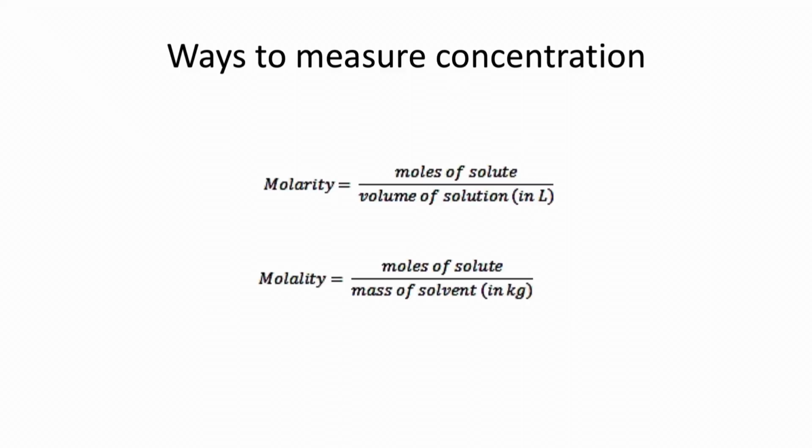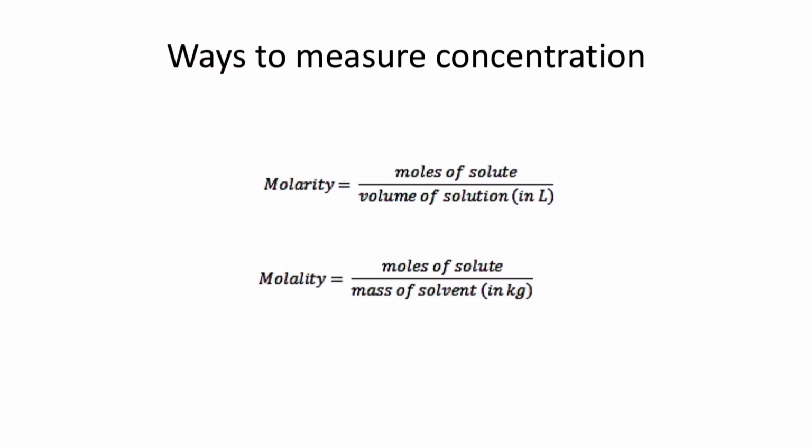The two most important units of concentration for chemistry are molarity and molality. They sound very similar, so you have to be careful how you pronounce these things. Molarity, with an R, is equal to the number of moles of solute, n, divided by the volume of the solution in liters. Total volume of the solution in liters.